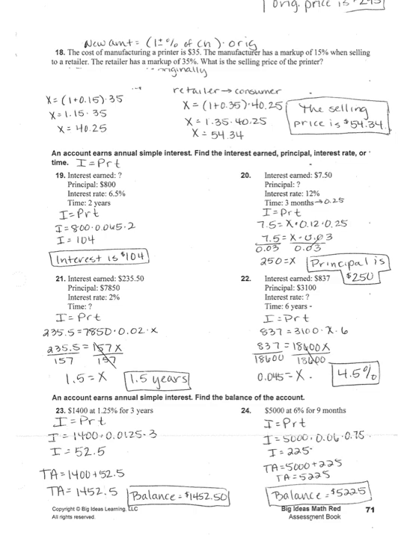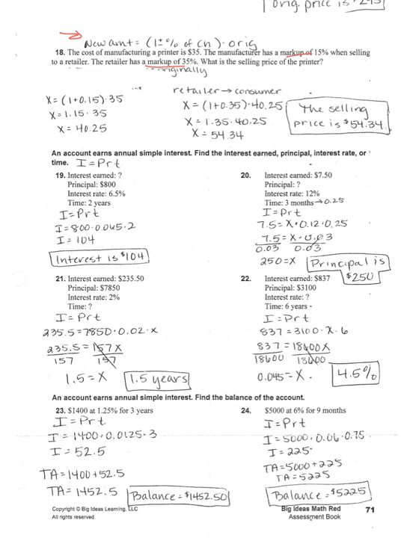For this one, the cost of manufacturing a printer is $35. The manufacturer has a markup of 15% when selling to a retailer. The retailer has a markup of 35%. What is the selling price of the printer? So here we start looking at the words, and we see markup here and markup here. So you should automatically go to this formula: new amount equals 1 plus or minus percentage change times your original amount.